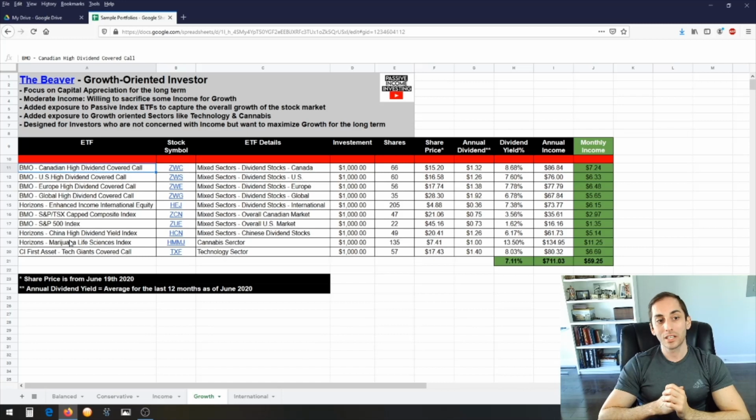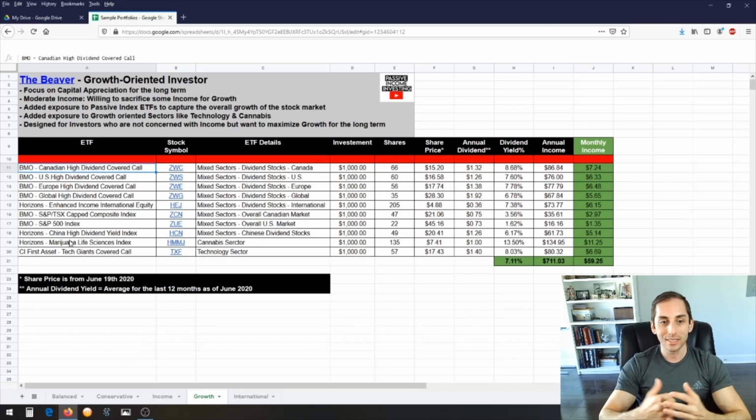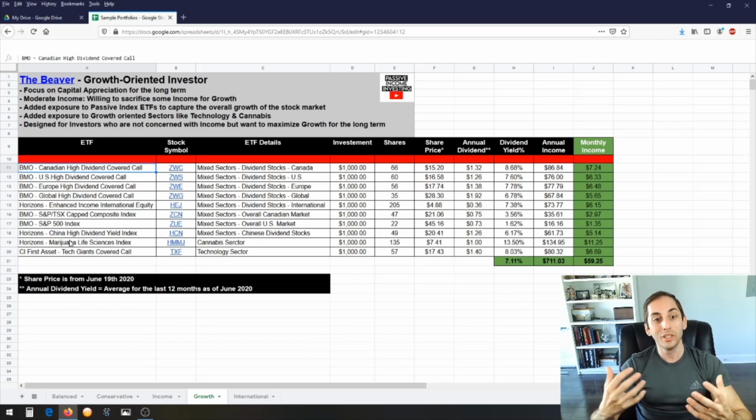So you do have exposure to passive index ETFs, which capture the overall growth of the stock market. You also have added exposure to growth-oriented sectors like technology, and a very new one, cannabis, right now. So this is designed really for investors who are not really concerned with income right now, but want to maximize their growth for the long term.